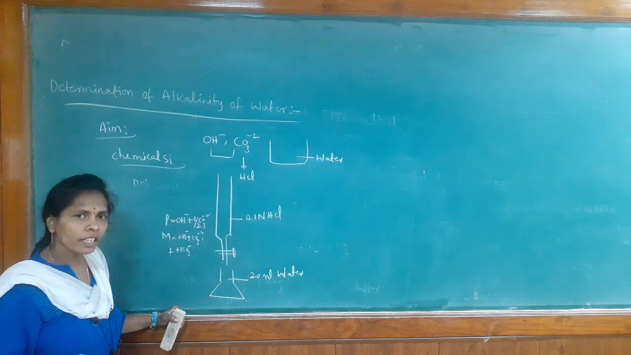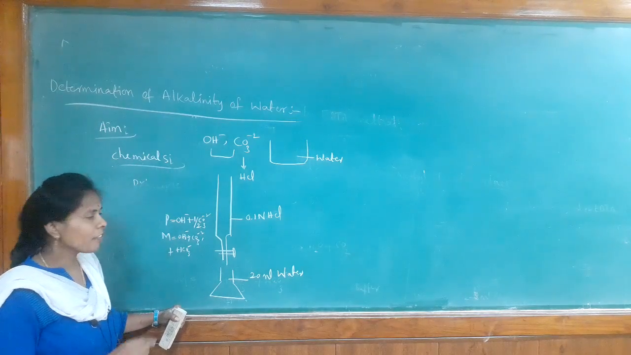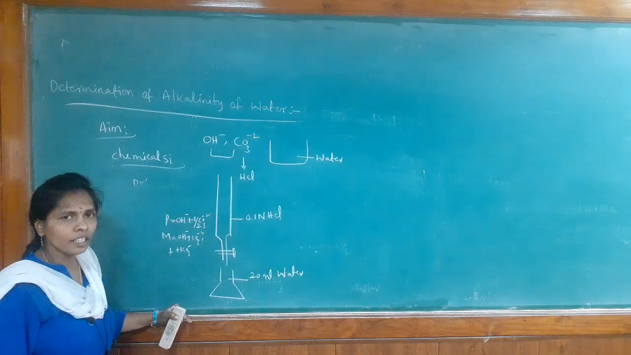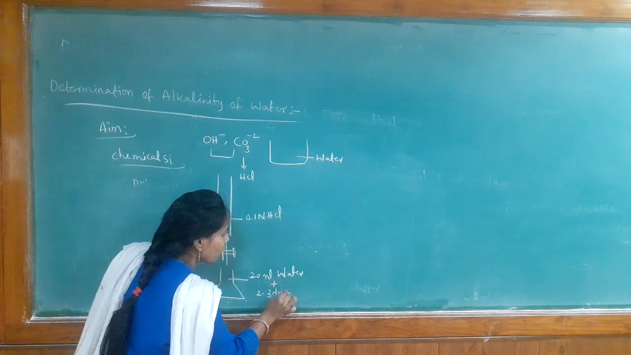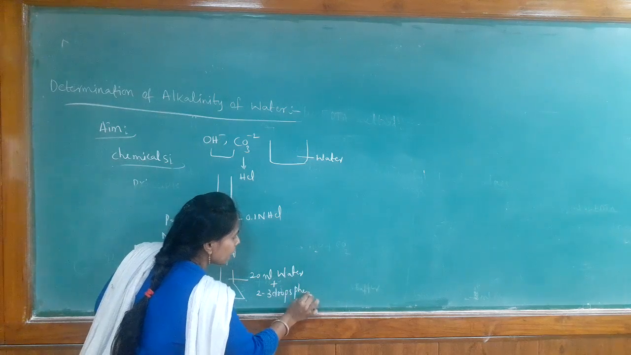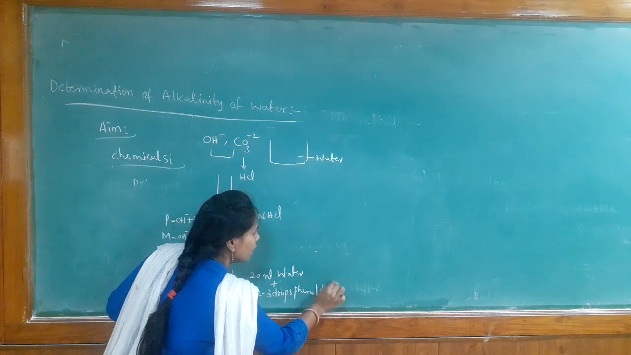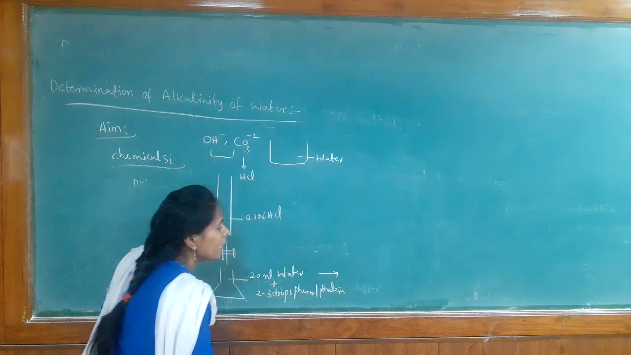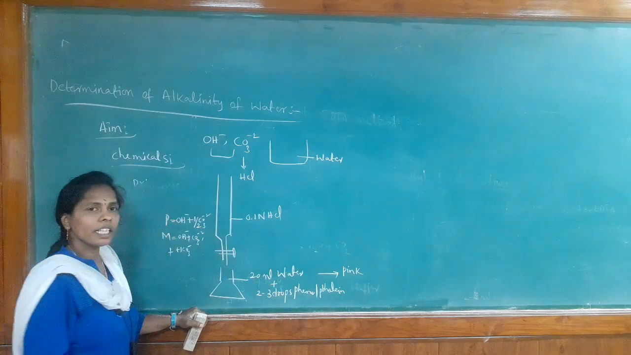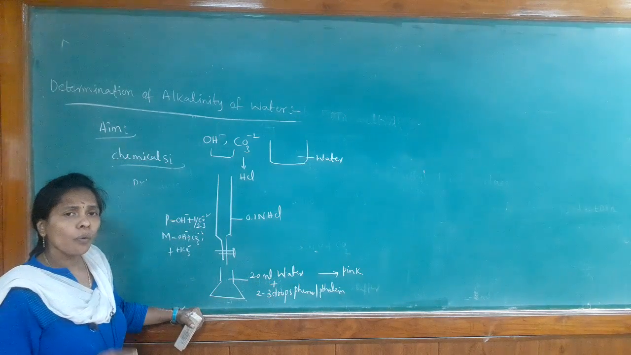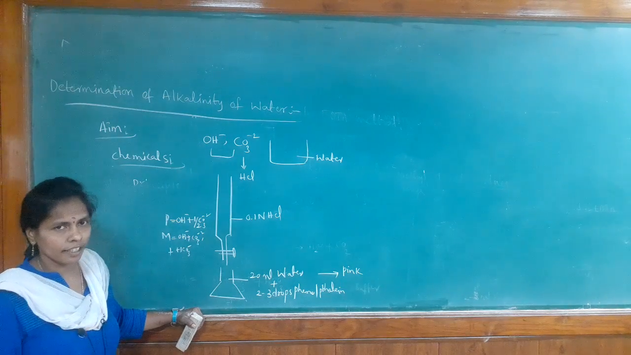So, we can't find the individual alkalinity by using methyl orange. Initially, which indicator are we using? We are using phenolphthalein. Add 2 to 3 drops of phenolphthalein indicator to the given water sample. When we add phenolphthalein, it converts to pink color because our water sample has a basic nature. When we add phenolphthalein to a base, we get pink color.